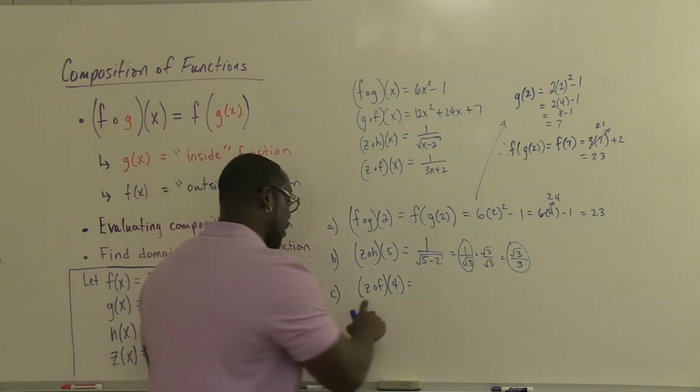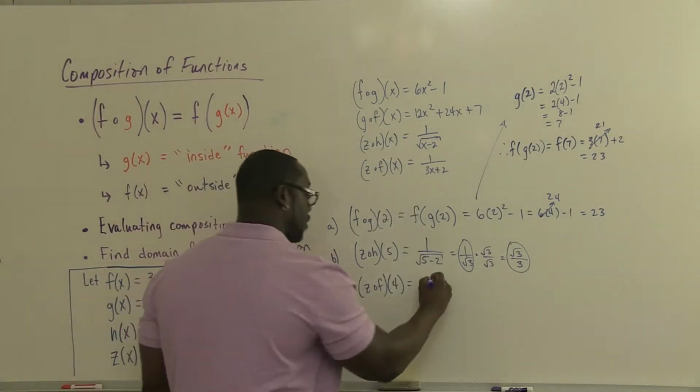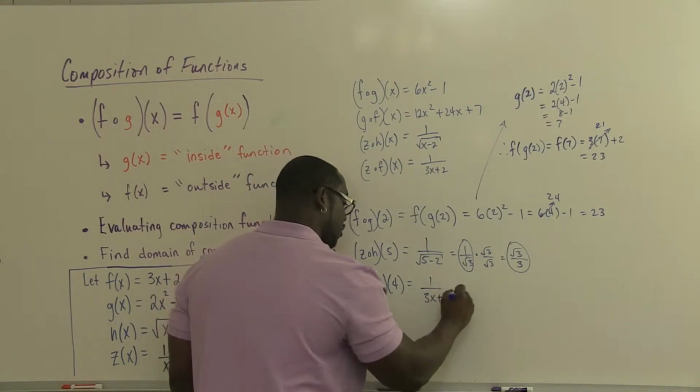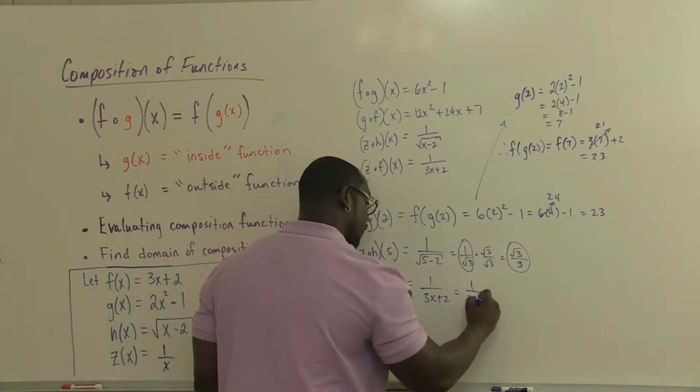Okay. All right, and so for here, z of f, we know that's 1 over 3x plus 2, and we'll just plug in a 4 here.